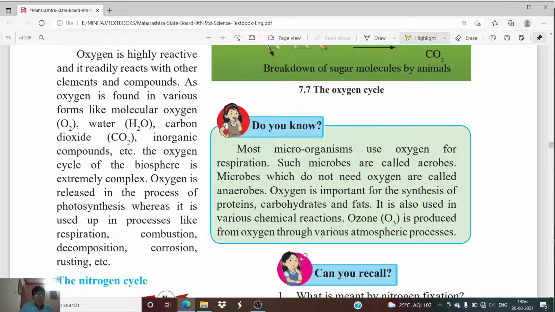Now, oxygen is released in the process of photosynthesis, whereas it is used up in processes like respiration, combustion, decomposition, corrosion, rusting, etc.